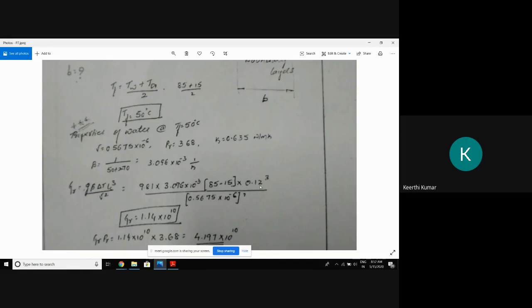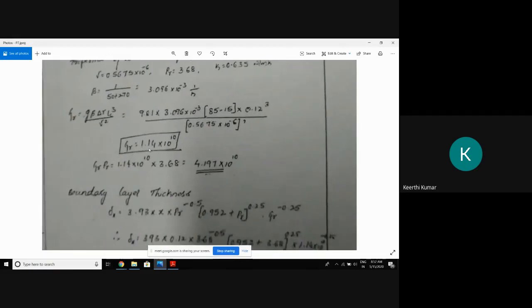What is the length of the plate? The length of the plate he has given is 0.12, cubed, and the kinematic viscosity. So if you simplify this, we'll get a Grashof number of 1.14 into 10 to the power of 10. Along with this, we have to multiply by the Prandtl number also: Grashof number into Prandtl number. Any of this itself is already greater than 10 to the power of 9. So that definitely will be a turbulent flow.